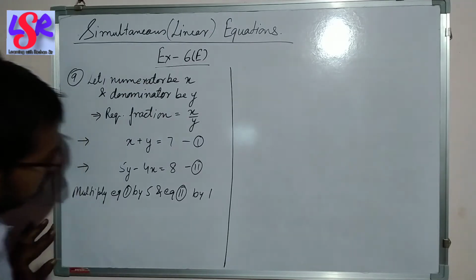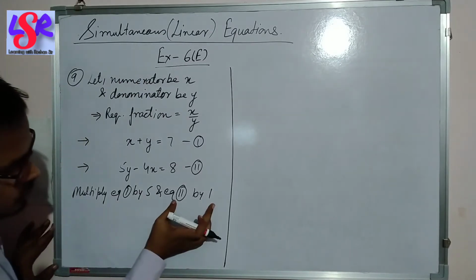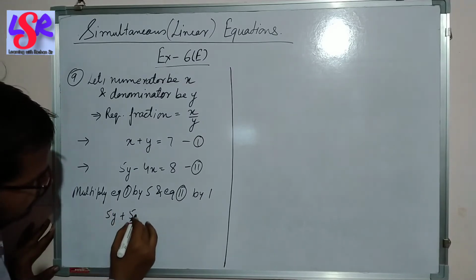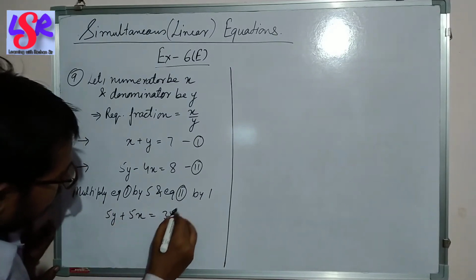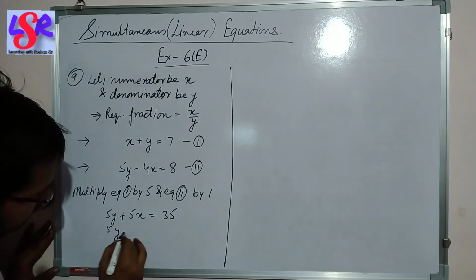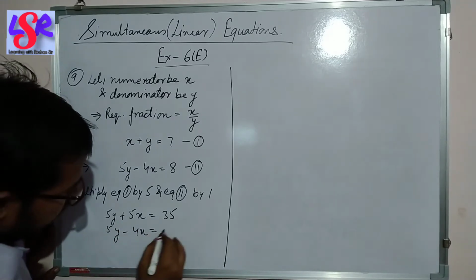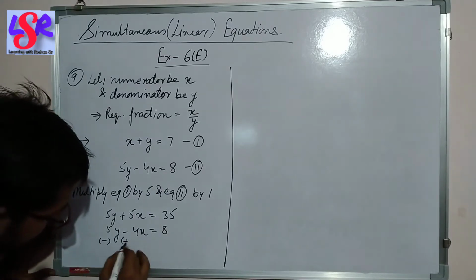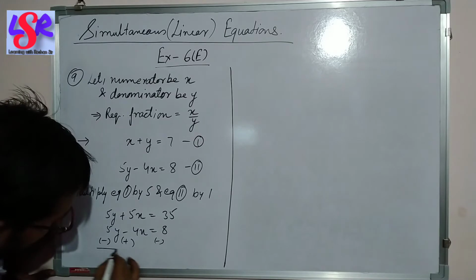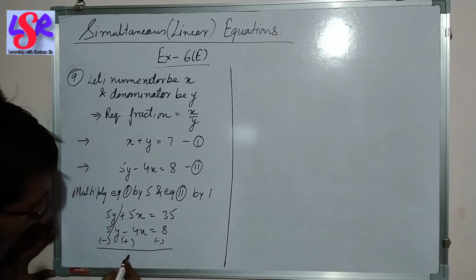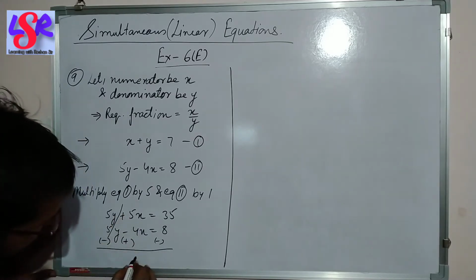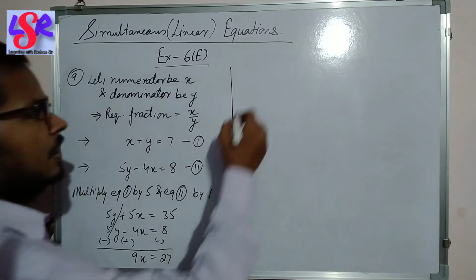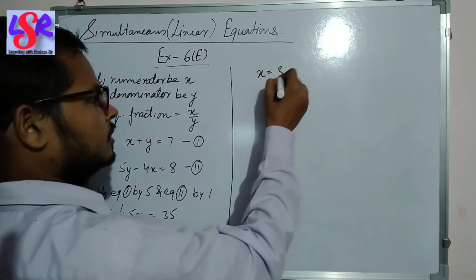So multiply equation 1 by 5 and equation 2 by 1, and we get 5y plus 5x equals 35, and this will be 5y minus 4x equals 8. Then change the signs, and this will be minus plus minus, and here we get 5 plus 4, that is 9x equals 27, and x will be equal to 3.